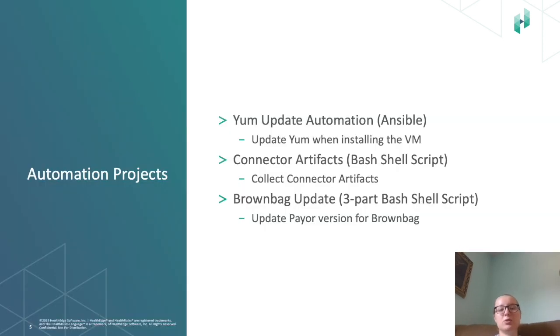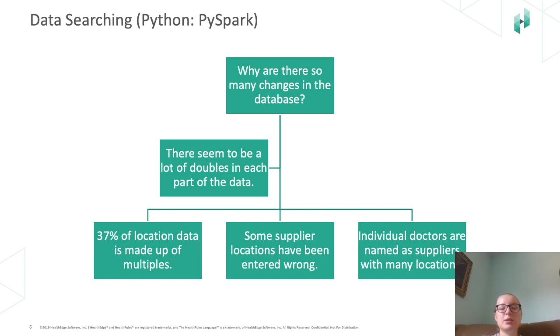Then I worked on some assorted automation jobs, including updating Yum, the brown bag update, and the connector artifacts. And then last but not least, I worked on looking at Aetna's location data because it was being changed a lot more than it should be, and so analyzing why this was happening and how the data was being entered wrongly. And that's about it.